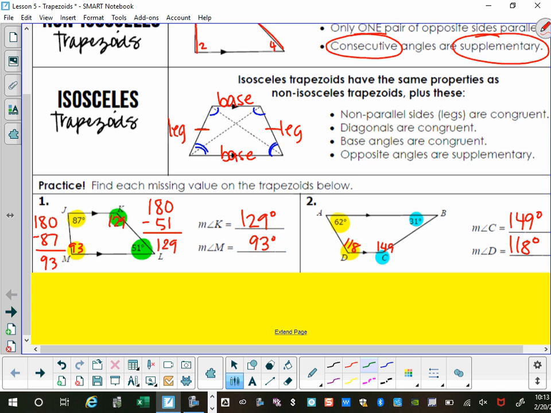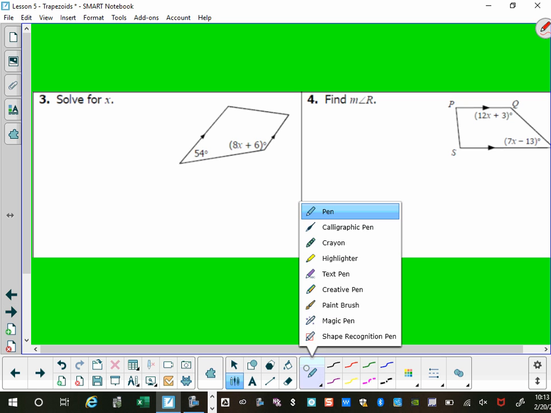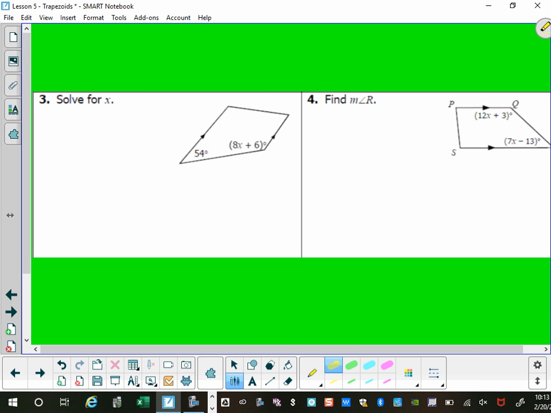All right, number 3. It says solve for x. And they didn't put the trapezoid on its base, which is okay. I still have these two angles. Same side angles are equal to what? So I can add up those two expressions to equal 180. So I have 54 plus 8x plus 6 is equal to 180.